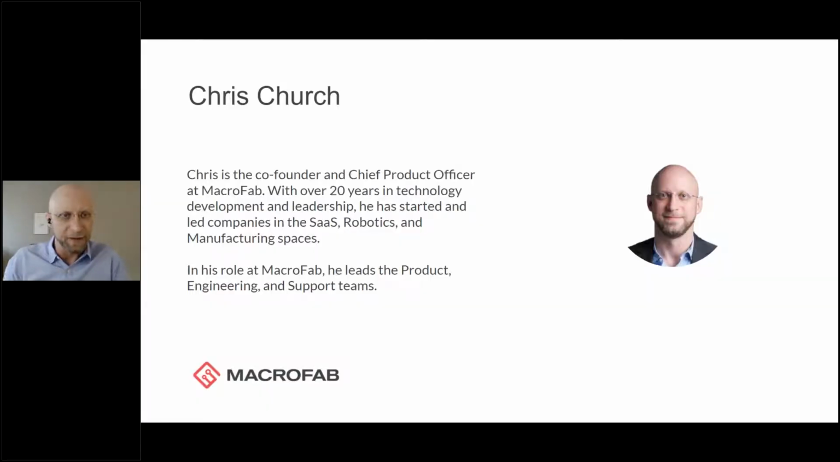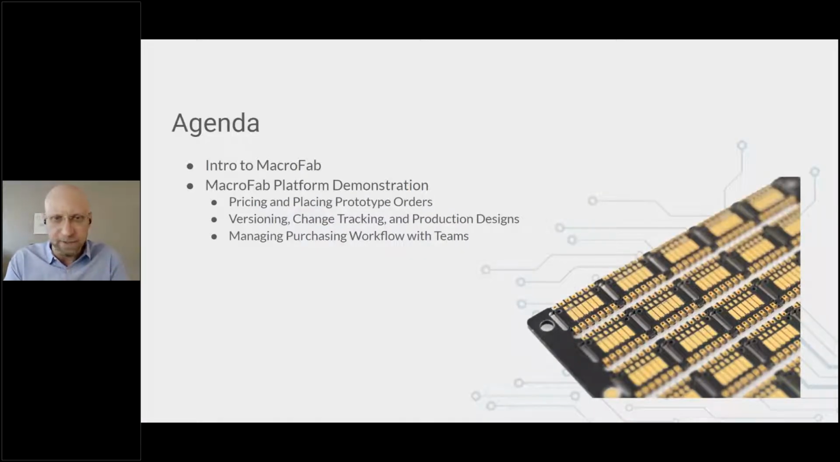And our agenda today, we're going to talk a little bit about MacroFab for those that are unfamiliar with us, and then we're going to dive right into a platform demonstration. We're going to cover three key areas: the engineer interface around pricing and placing prototype orders, and some of the capabilities we have there to help you accelerate that process and get better feedback in your designs earlier. Then we're going to move to the transition from engineering to production. We're going to cover topics like versioning, change tracking, and handing off production designs to a purchasing team. And then finally, we're going to touch a little bit on the team workflows and how different individuals within an organization can work together to manage not just the prototyping, but the production for designs.